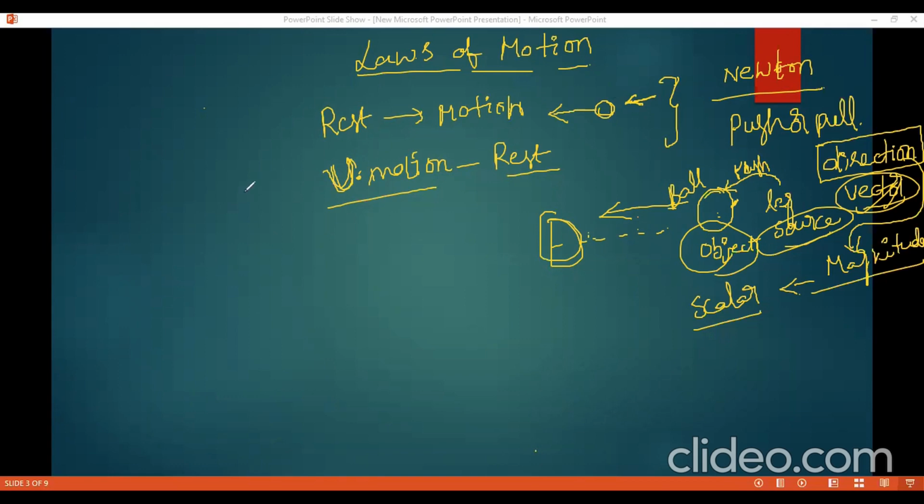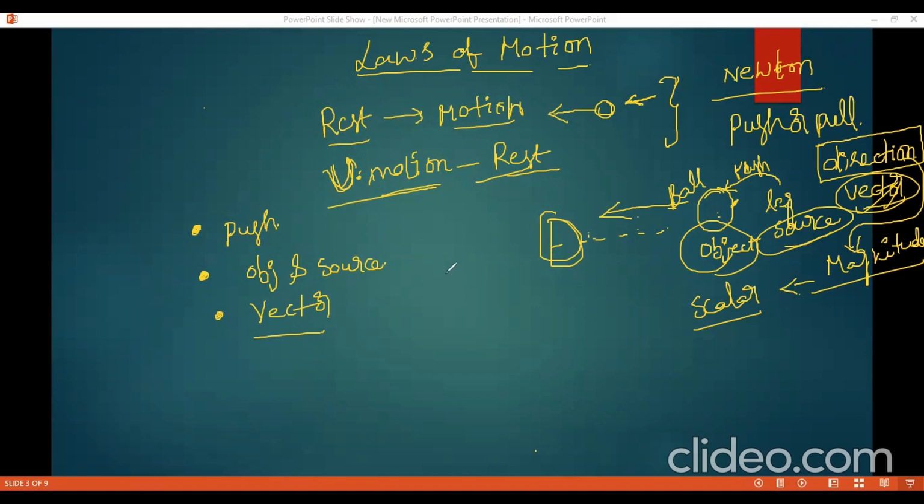Force is nothing but a push or pull which tends to change a body from rest to motion, or from uniform motion to rest. The second definition is that force is the interaction between an object and a source. No doubt it is a vector quantity, because it changes its direction depending upon the application of the pressure.